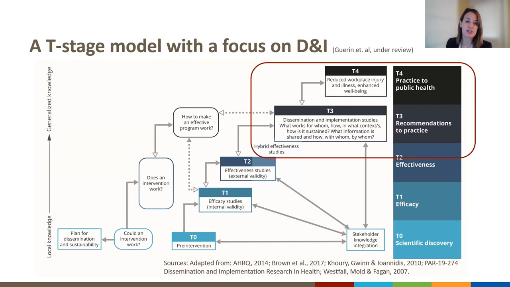An important note is that the stages are recursive and iterative. So information at a later stage informs research at earlier stages. And depending on the outcomes at any given time point, it may be necessary to go back to an earlier stage. Finally, as illustrated in the figure, for positive impact to be achieved, it's important to plan for dissemination and sustainability from the outset and to engage stakeholders on an ongoing basis across all stages of the research continuum.